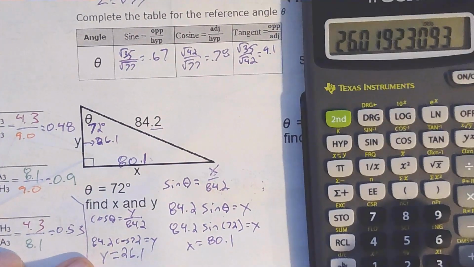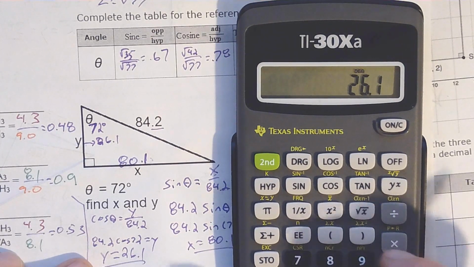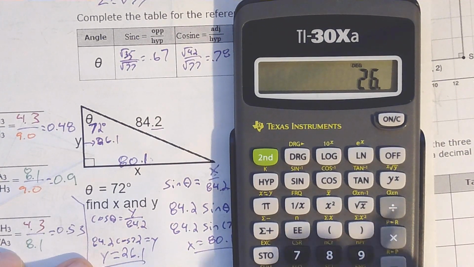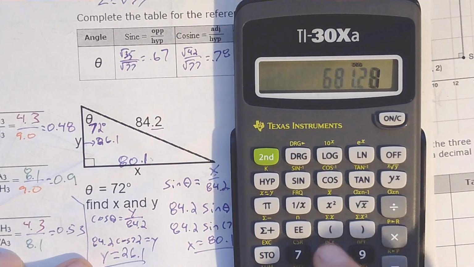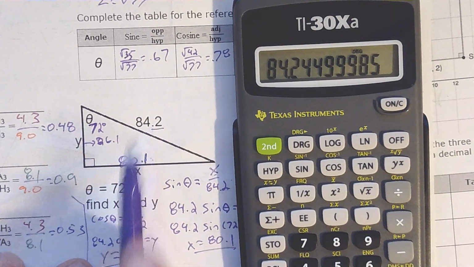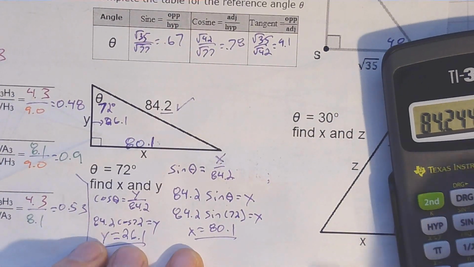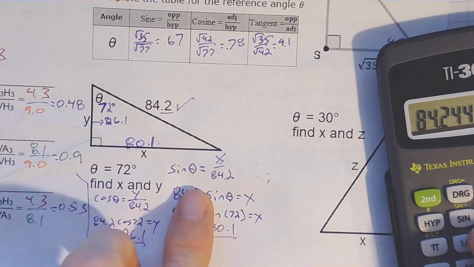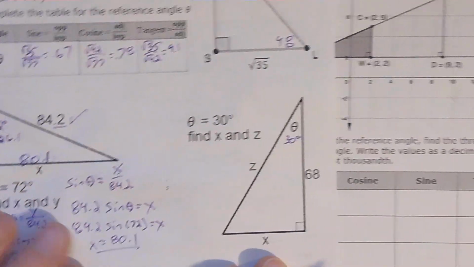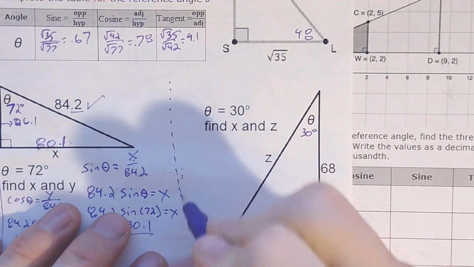26.1. Right, now to prove to you that works, I'll go 26.1 squared plus 80.1 squared equals 84.2. Right, now there's rounding errors in there and stuff like that too, but it's really, really close, right? In fact, this is more accurate than the rounding is, because this is all trigonometry. Trigonometry is awesome. Real life applications, carpentry, electrical, like all sorts of cool stuff, right? I love trigonometry.